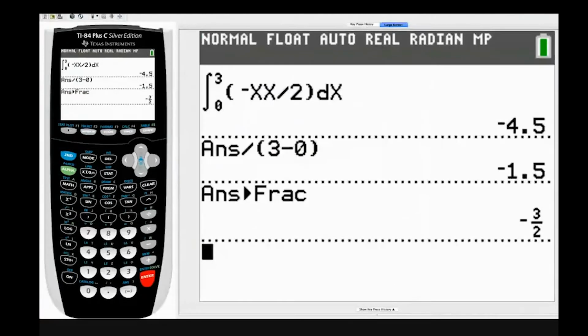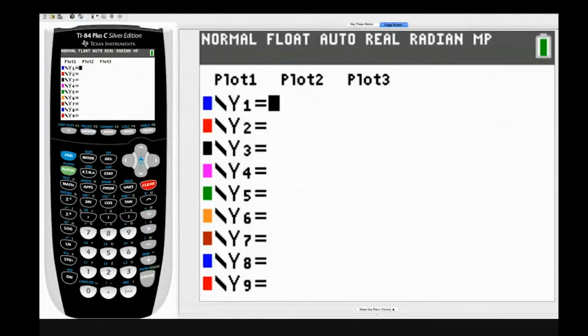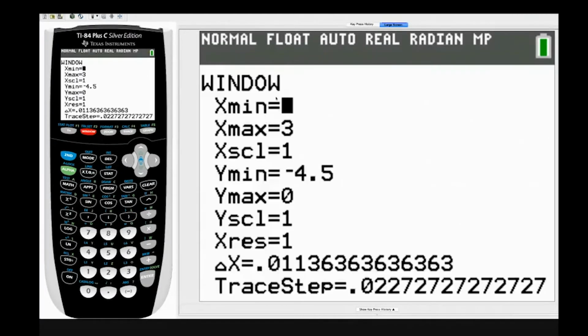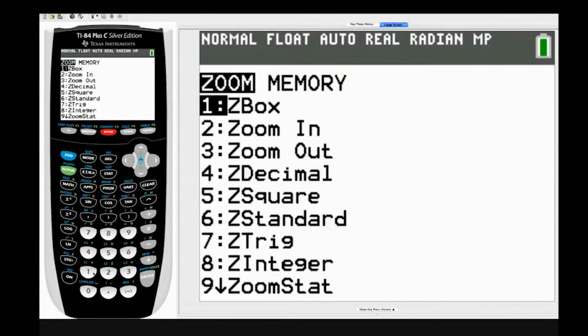So let me go to my calculator real quick, just so we can kind of understand what we're looking for. So you have sine x, and your y1. Your window, change it to 0 to 2 pi. And then zoom 0 to zoom fit.